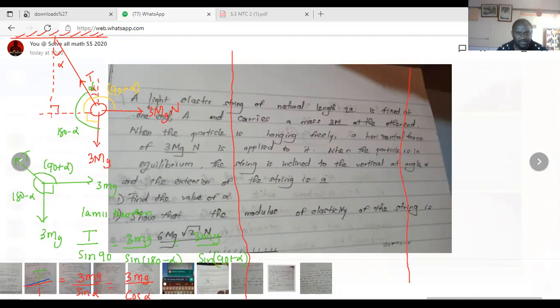Okay. Now, with that reason, I can relate the second two terms. That is 3 mg cos alpha is equal to 3 mg sine alpha.